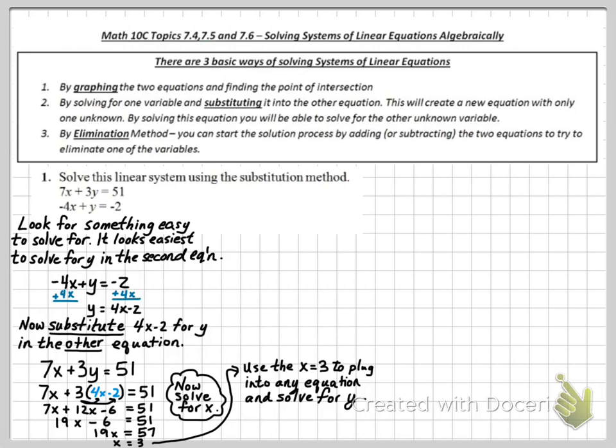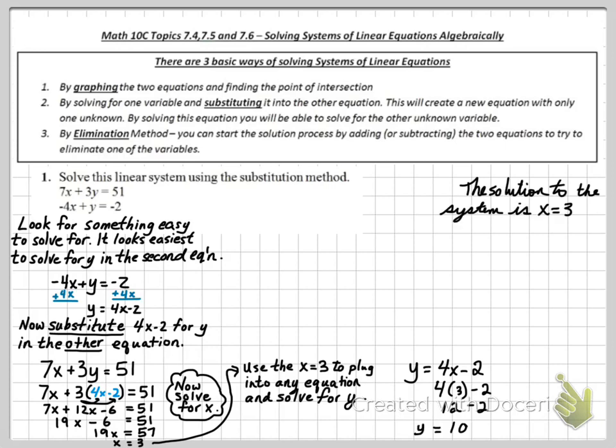Well, I already know that y is equal to 4x minus 2. So if I plug in a 3 for x, I'll get 4 times 3 minus 2, which is 12 minus 2, or 10. So the solution, algebraically, to this system of equations is going to be x equals 3 and y equals 10, or we can say it's the ordered pair (3, 10). Don't forget, you always have to verify that those are the solutions.